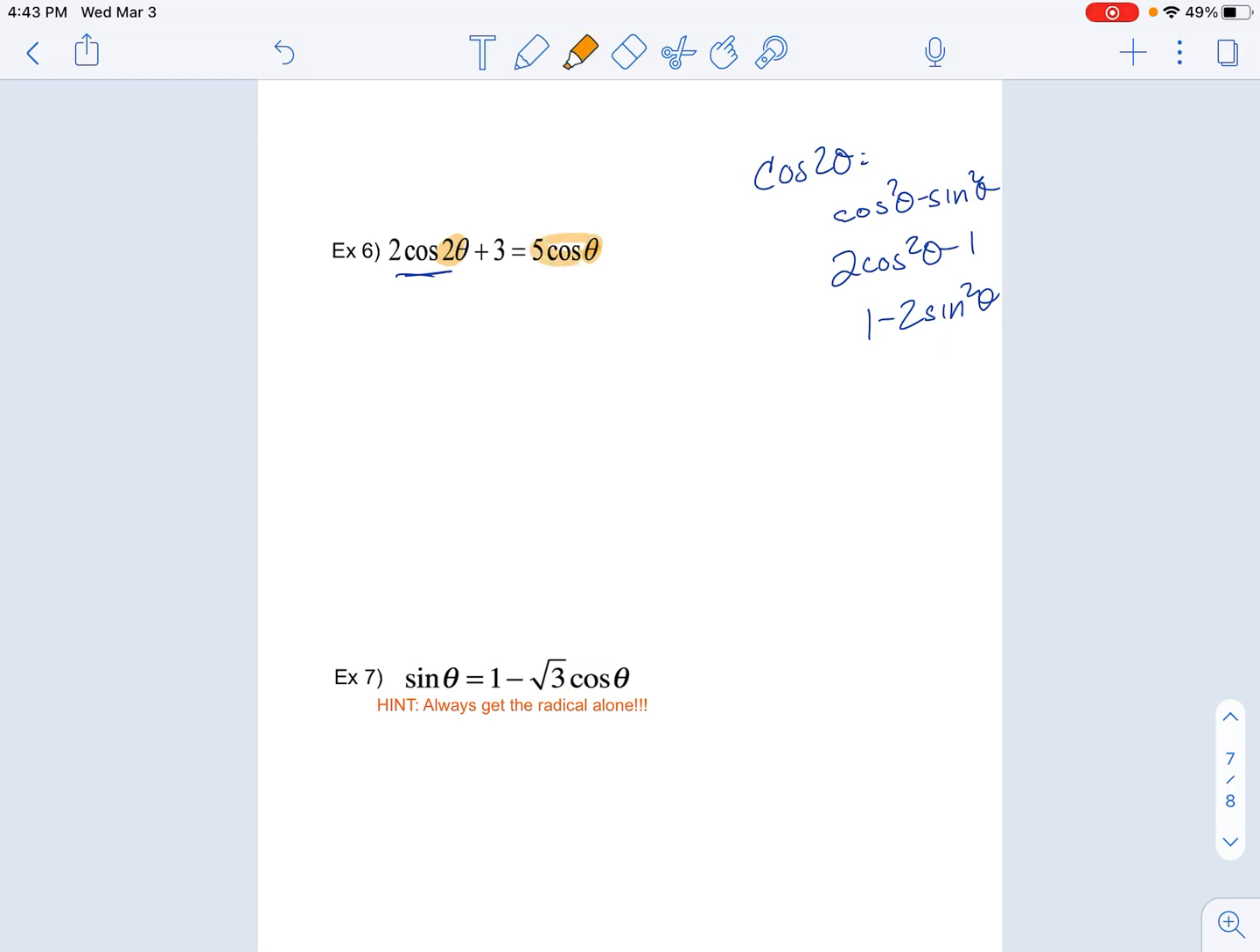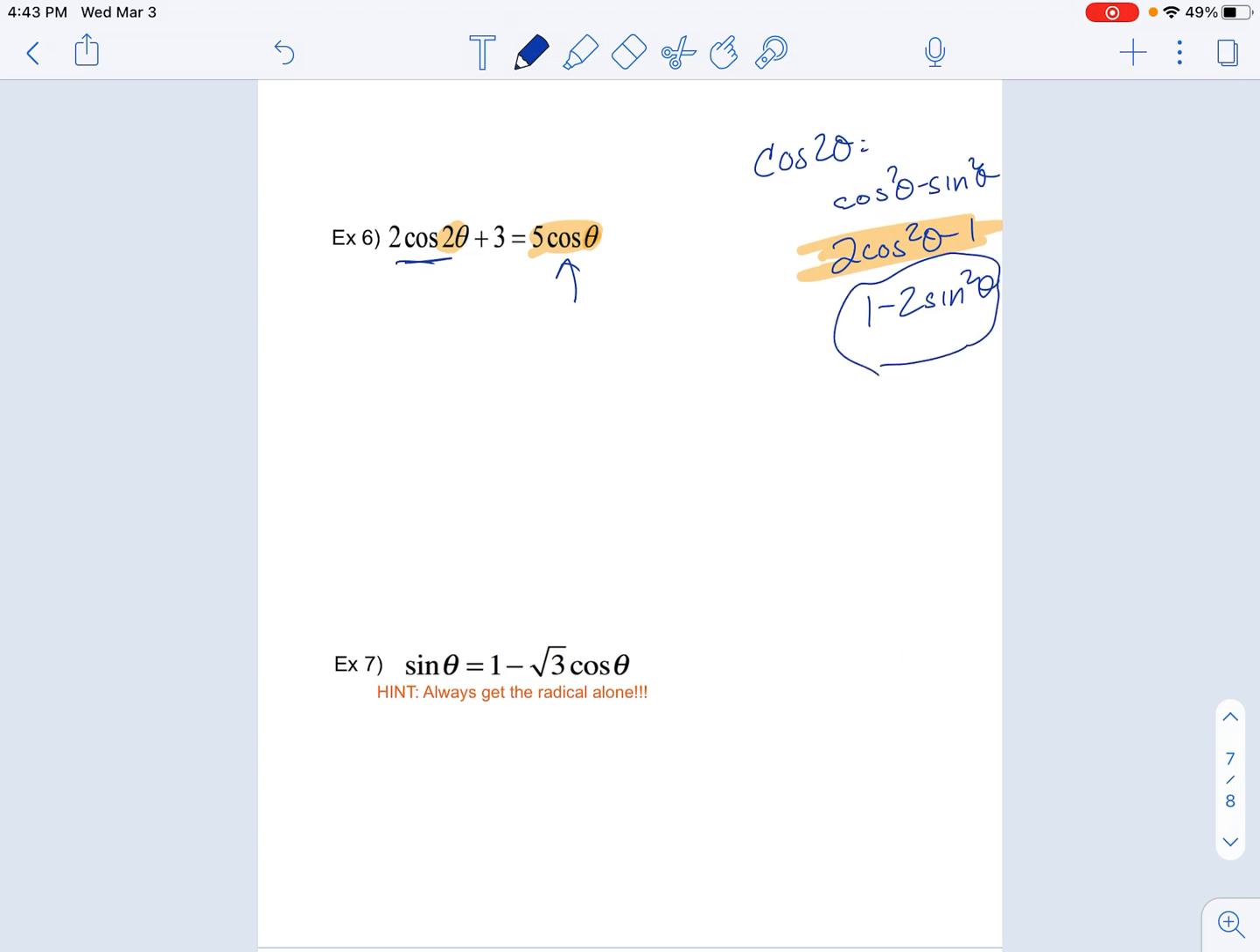When I look on this side, I see that I have a cosine. So I want to pick the one that has cosines. So that means I want to pick that guy right there, 2 cosine squared minus 1. If this side would have been sine, I would have wanted to pick the one on the bottom, 1 minus 2 sine squared, so that all I have left is sines. So what we're going to do here is go ahead and substitute in for that 2 theta. So I get 2, and then in parentheses, 2 cosine squared minus 1 plus the 3 equals 5 cosine theta. Now this looks similar to the other ones that we've done.